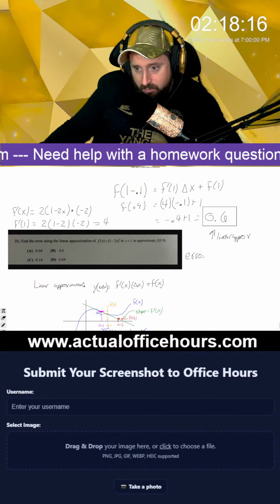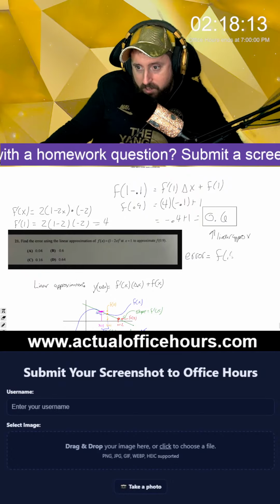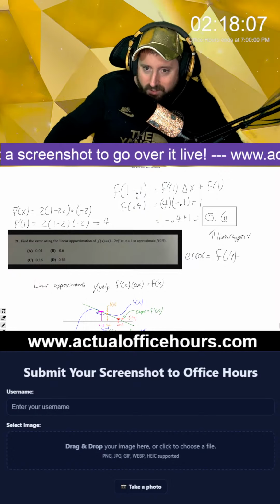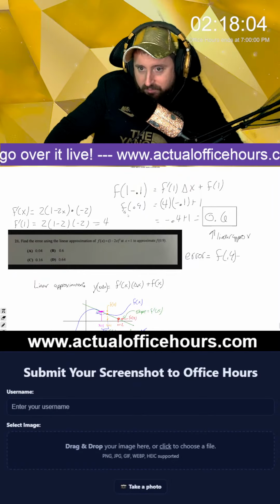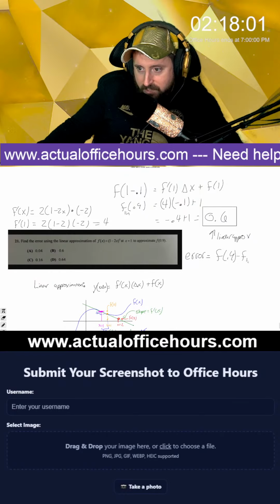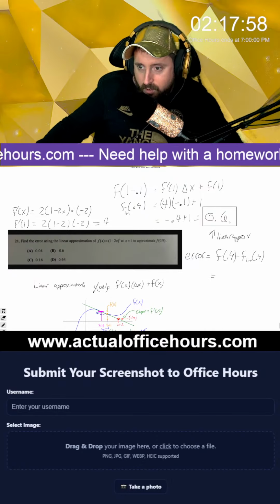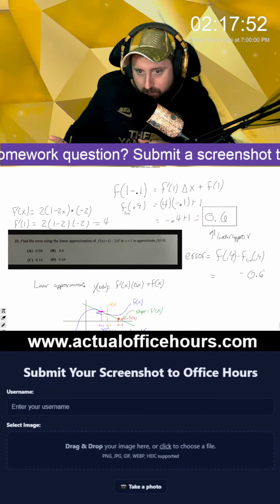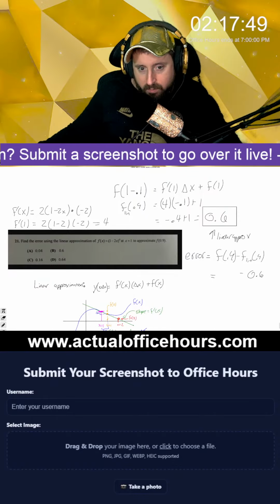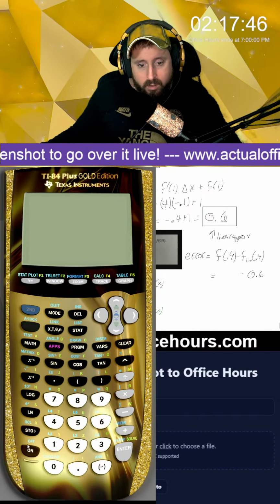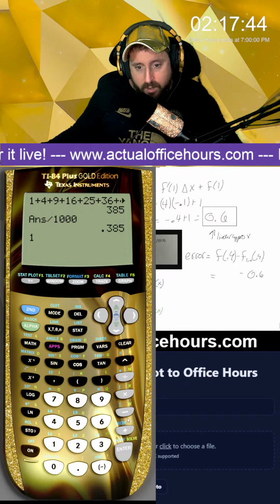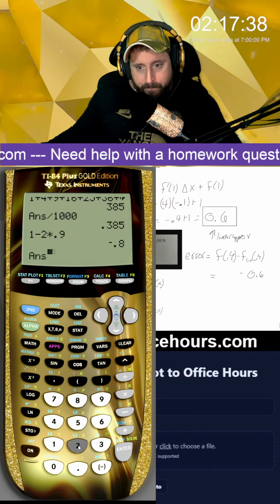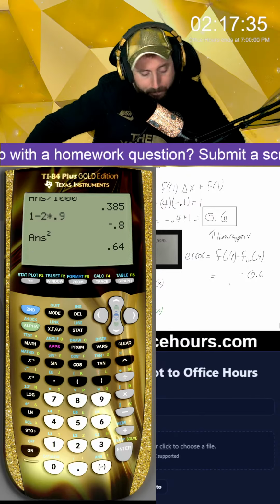Now the error is equal to f of 0.9 minus f linear of 0.9. So when we did the linear approximation, we got 0.6 for 0.9. If I were to actually plug 0.9 into this, I need to do it with my calculator, sorry. So what's that going to be? That's going to be (1 minus 2 times 0.9) squared. That's going to get me 0.64.